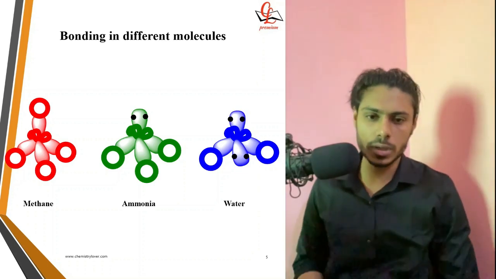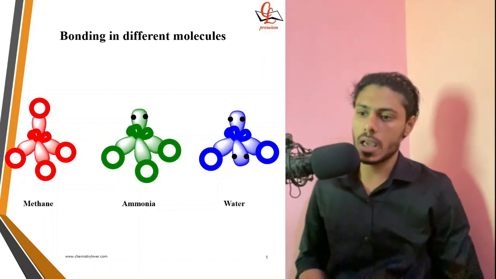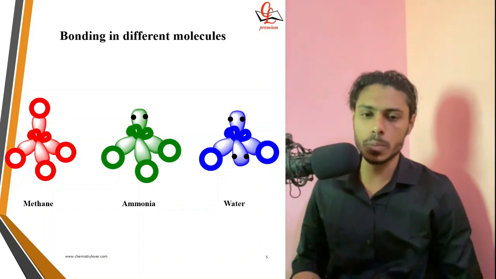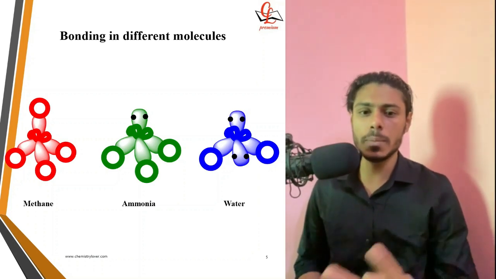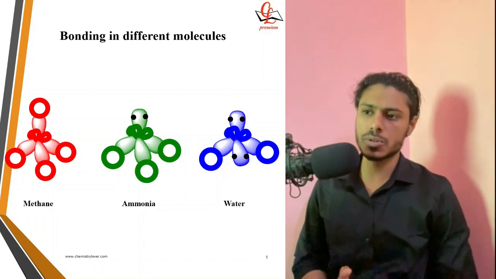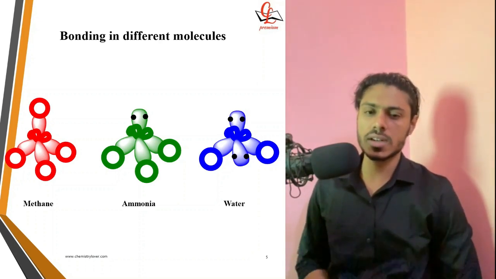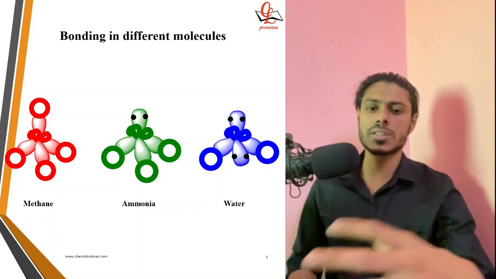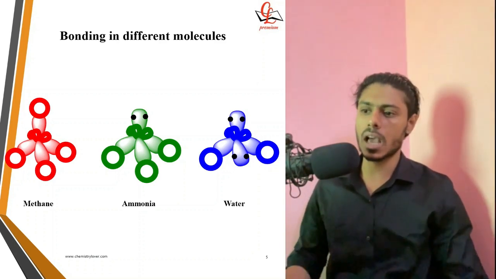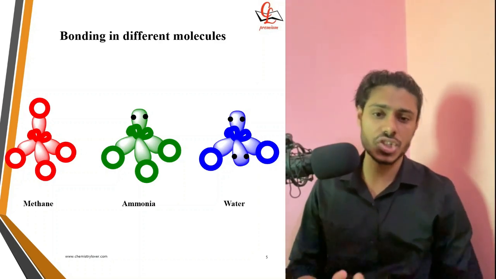Similarly for water molecule, the structure is tetrahedral, but two of the positions or two of the sp3 hybrids are occupied by lone pair, so that's why the shape will be V shape. Okay, so this is a difference between shape and structure. Structure is whatever the hybridization will predict, and shape is when you put the lone pair, then how the molecule looks, that is the shape.